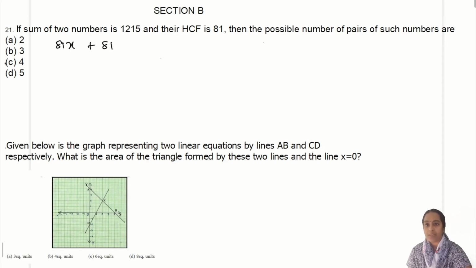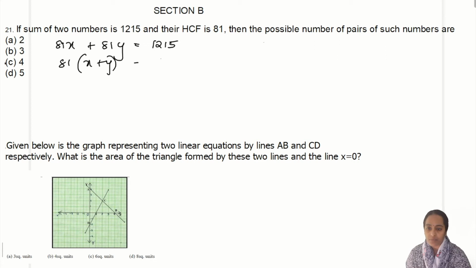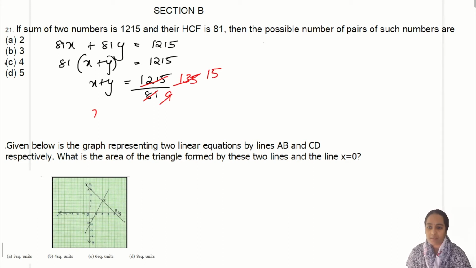So 81x plus 81y is 1215 according to the question. So 81 I'll take out. So it's going to be x plus y, children, 1215. So what is your x plus y? 1215 divided by 81. So you can go for cancelling here. So you will have 15. So x plus y is 15.